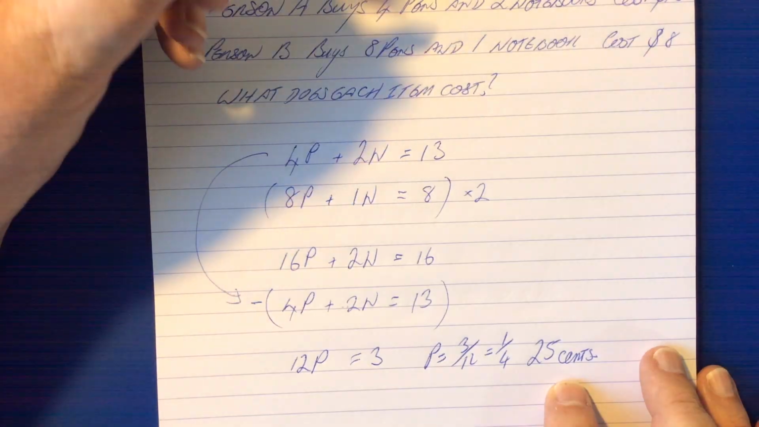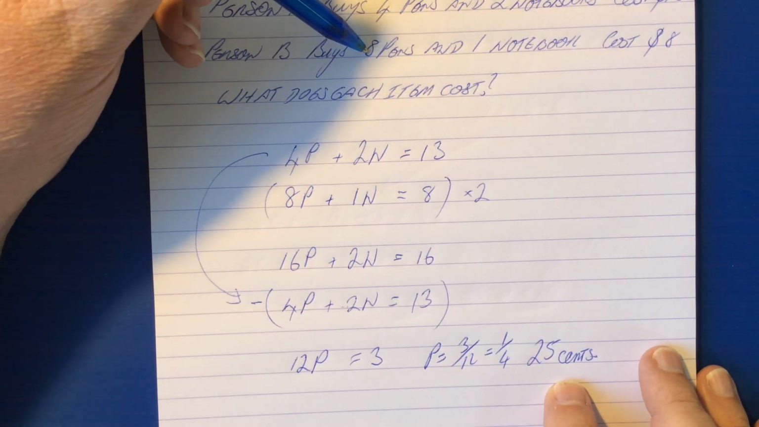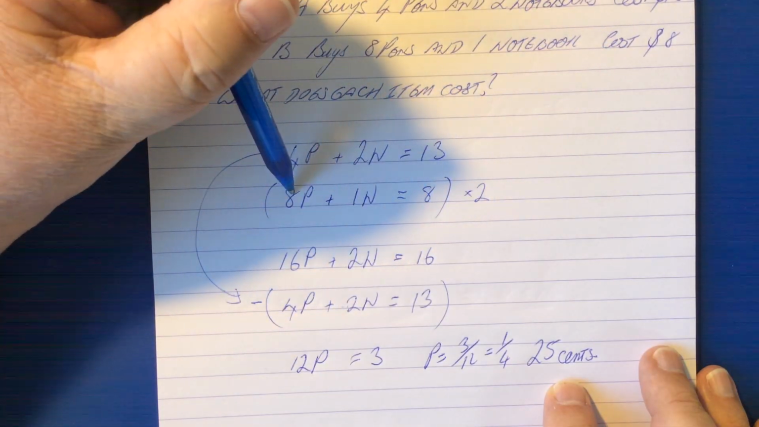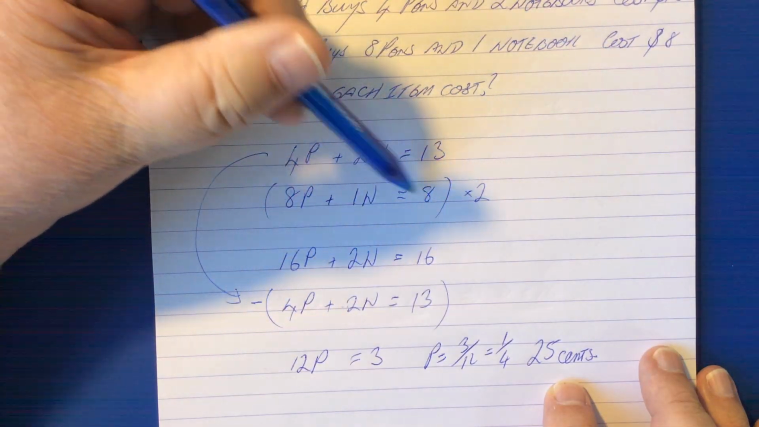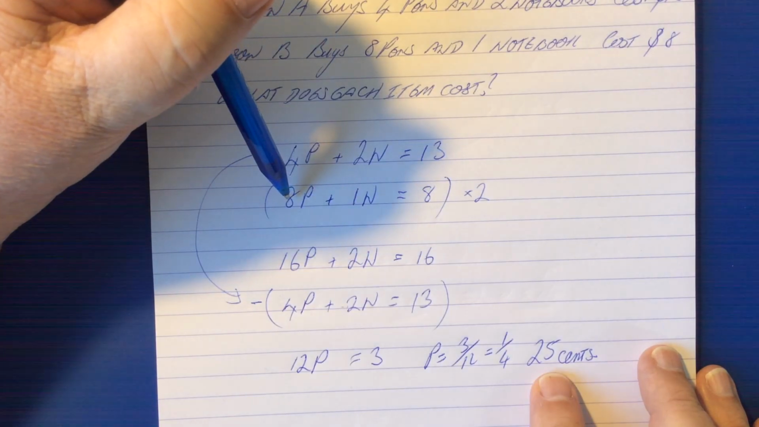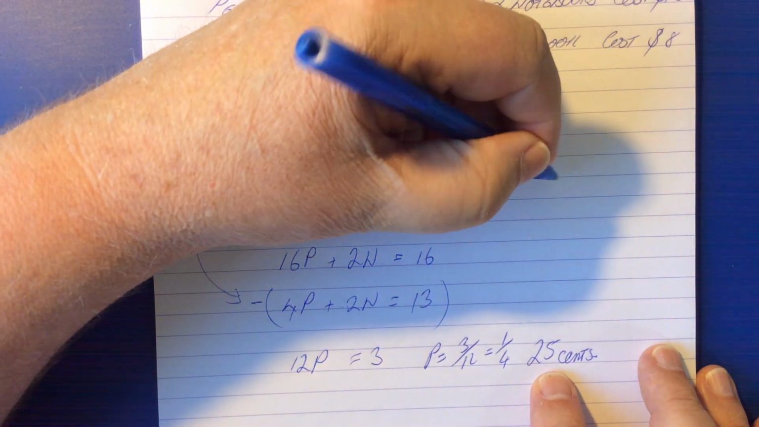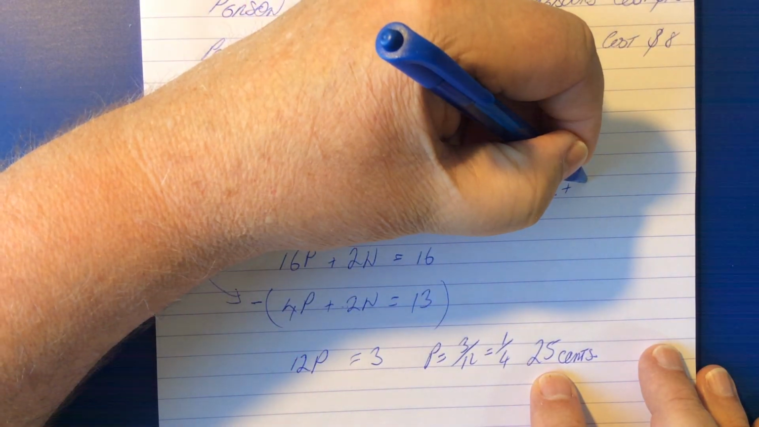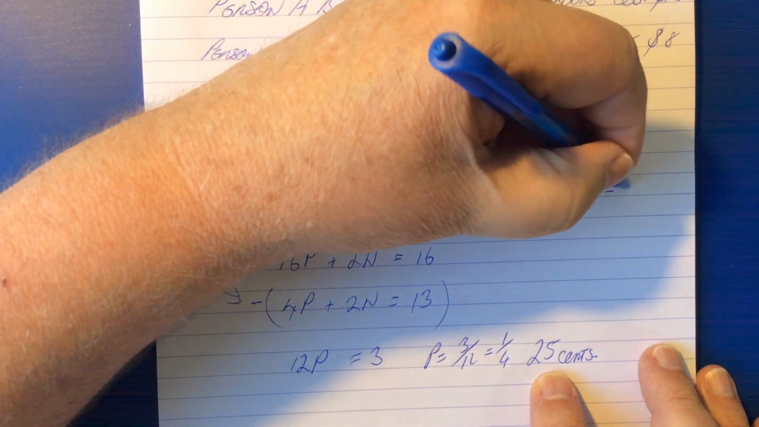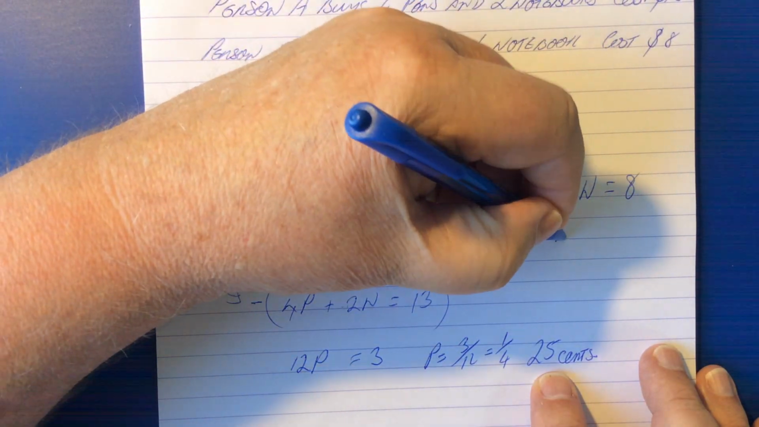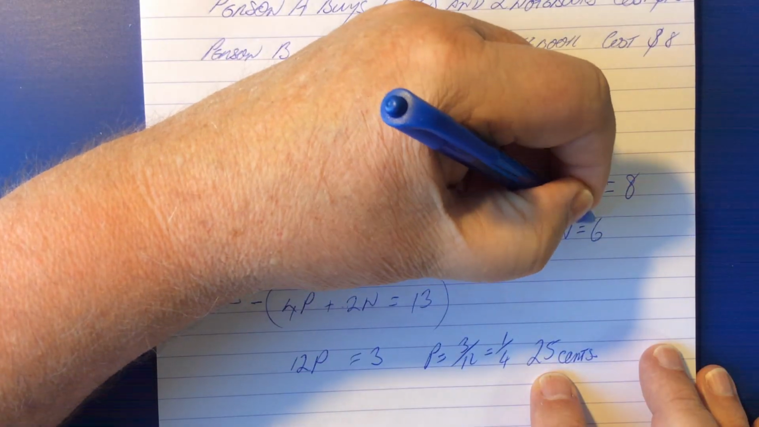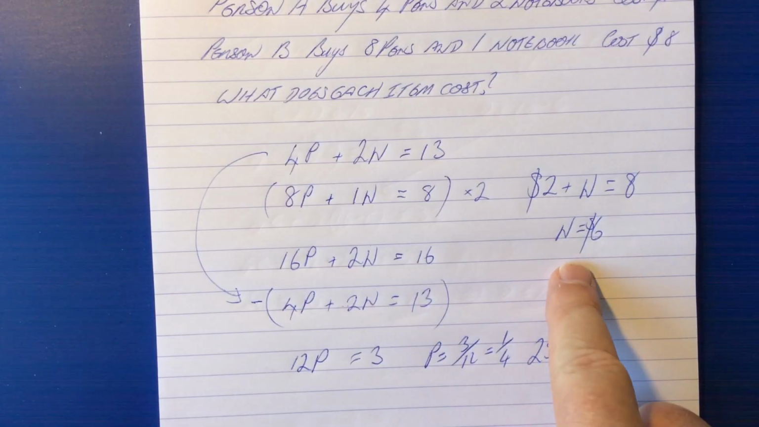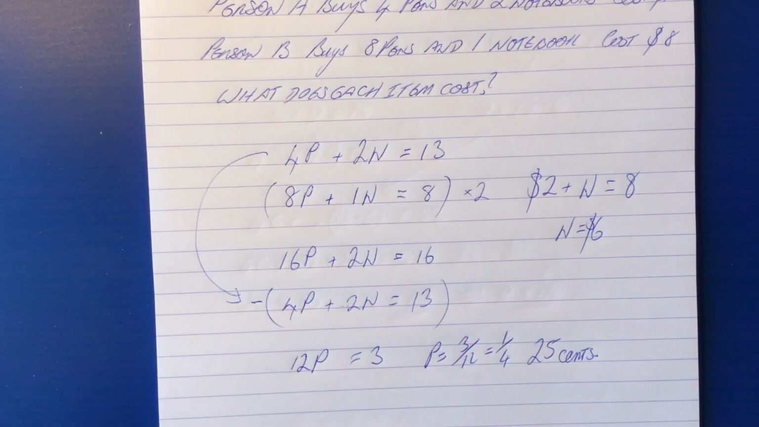Now, what we know is that 8 pens and 1 notebook costs $8. So if we look at the equation that's here in the brackets, 8 lots of 25 cents is $2. So $2 plus 1 notebook equals $8. That tells us that a notebook is equal to $6. So we know that the pens are 25 cents, the notebooks are $6. And that's how you do it.